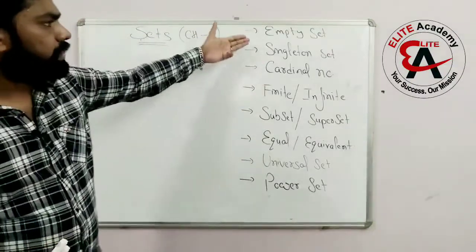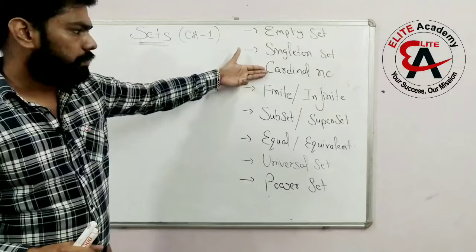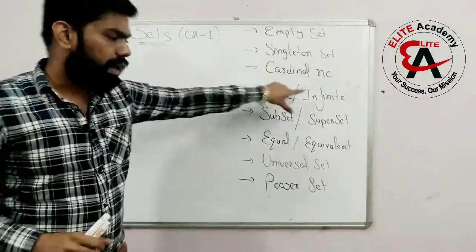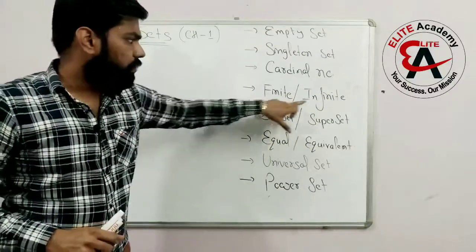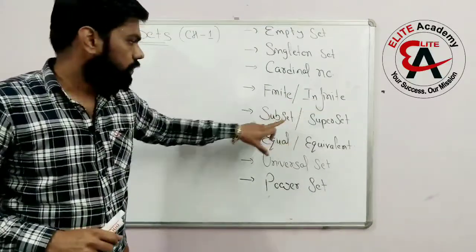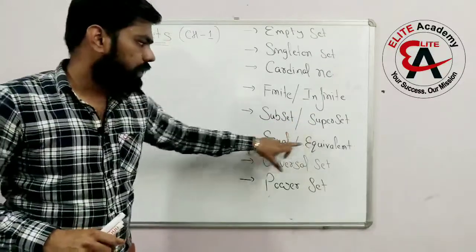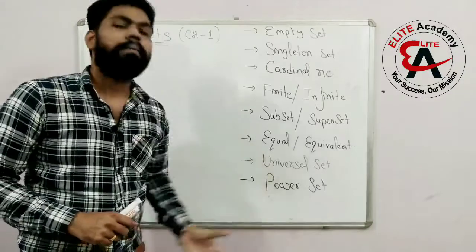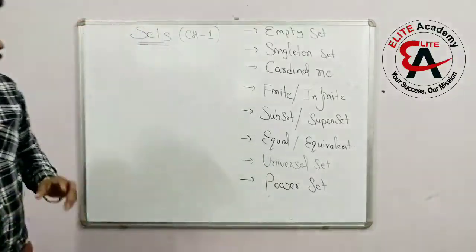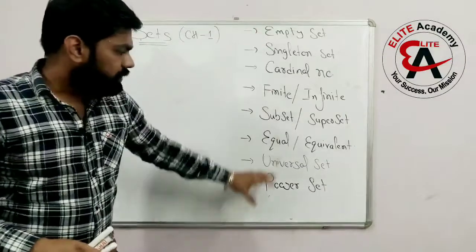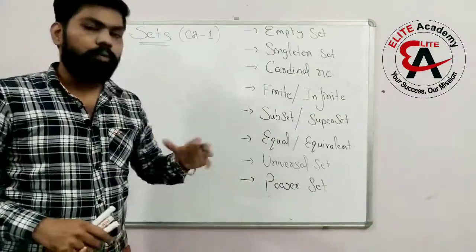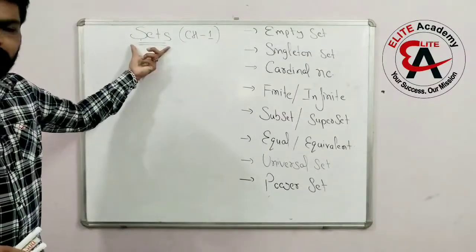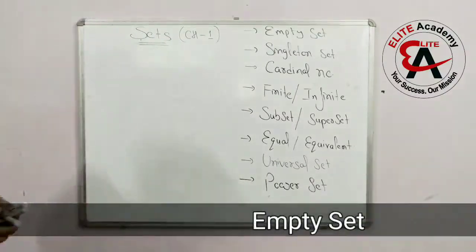If we talk about empty set, singleton set, cardinal number is not a type but it's a point to be added on, finite and infinite, pairwise set, finite and infinite, subset and superset, equal set and equivalent set. Then we'll deal with the universal set. Then finally we'll deal with the power set. And know one thing, dealing with these types of sets is quite important if we want to do our best in the chapter sets. Clear? So starting with the empty set.